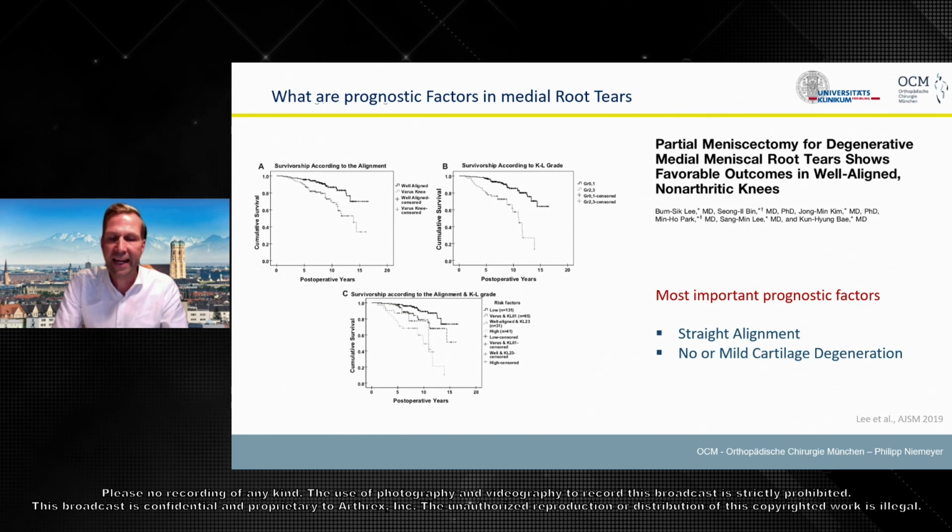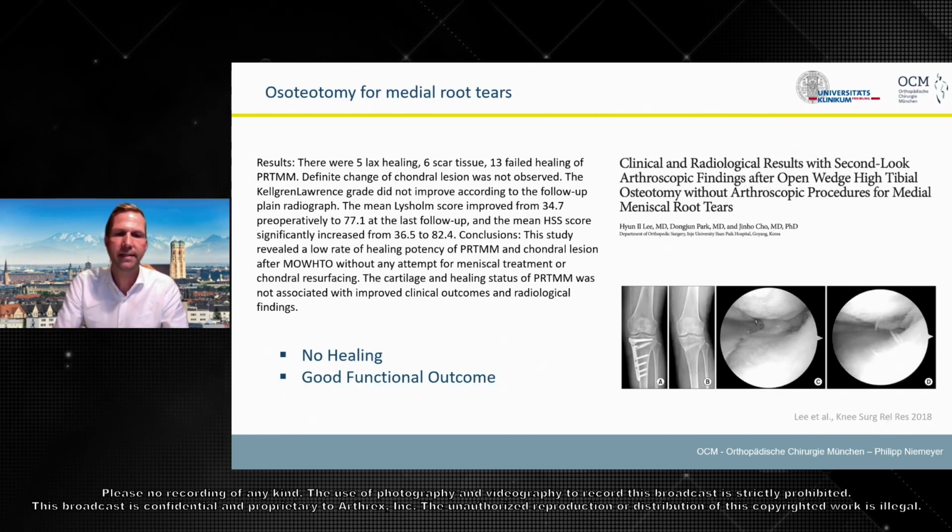One of the negative prognostic factors is malalignment. So we really need to be aware that once the patient is also in a varus alignment situation, the likelihood of failure of this transtibial pullout repair is higher, and that is actually when osteotomies come into play. My personal opinion is that you can potentially also treat these degenerative meniscal root tears by an osteotomy only, and this has been demonstrated by some studies.